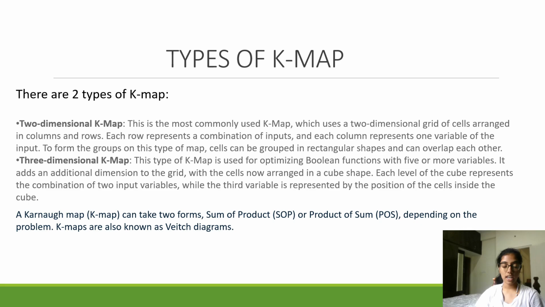Three-dimensional K-map is a type of K-map used for optimizing Boolean functions with 5 or more variables. It adds an additional dimension on the grid. Now each level of the cube represents the combination of two input variables, while the third variable is represented by the position of the cells inside the cube. A Karnaugh map can take two forms, that is the sum of product and product of sum, that is called as SOP method and POS method, that we use for minterm and maxterm, that we'll learn in the later slides.